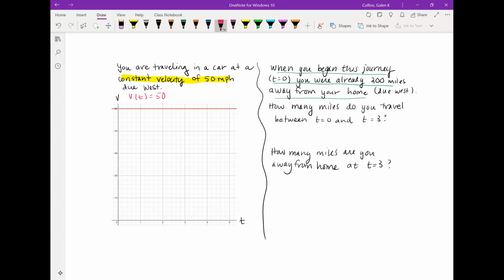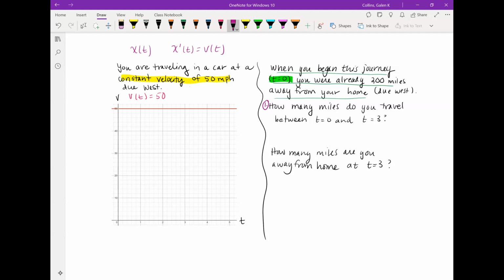When we began the journey at time t equals 0, we were already 200 miles away from our home due west. So the first question that we're going to answer is how many miles do we travel between t equals 0 and t equals 3 hours? Remember, from Unit 5, since our travel is east and west, I'm going to let x represent position. If x is our position with respect to time, the derivative of x is our velocity, or the rate of change of x.